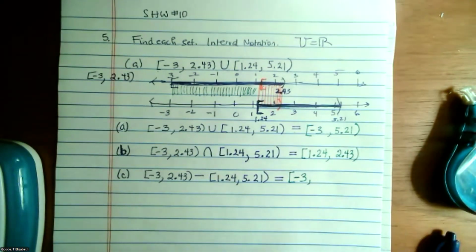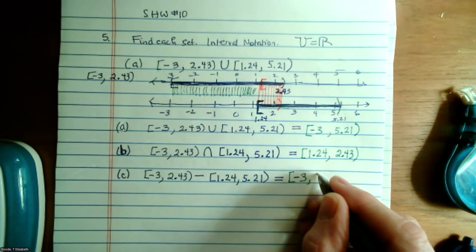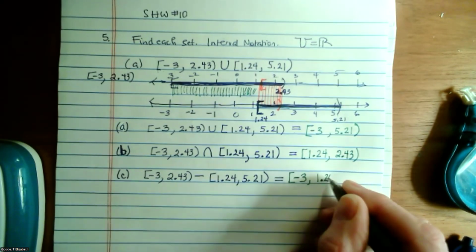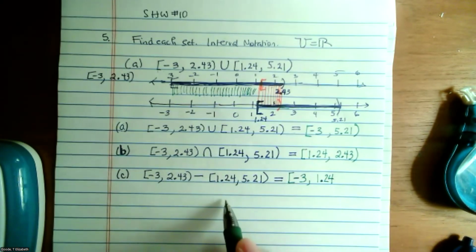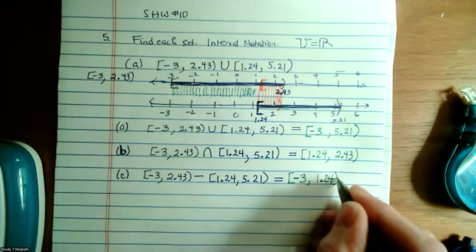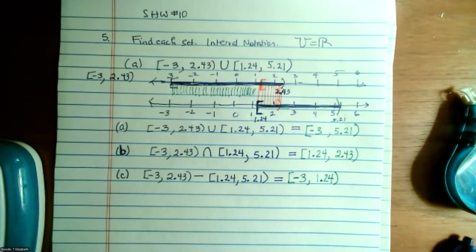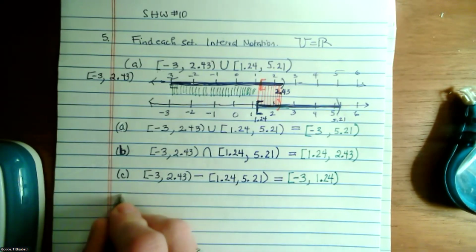So we go up to 1.24, but do we include 1.24? No. Because we have to take it away because it's part of the set we're taking away. So it goes like that. Does that make sense? Yeah, it does. Great.